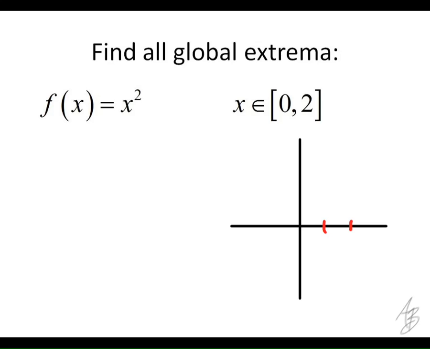So if I were to graph this, it would look something like this. We'd have a point at 0, 0, we'd have a point at 2, 4, and we would have a point at 1, 1. So it looks like that. Do you guys agree with that? So where would we have global extrema?